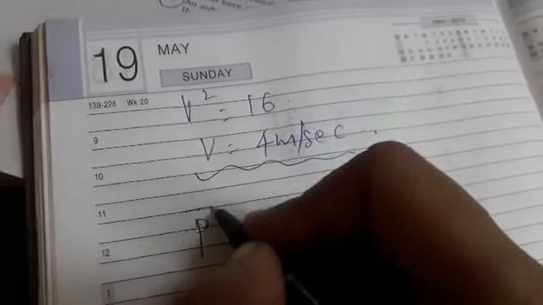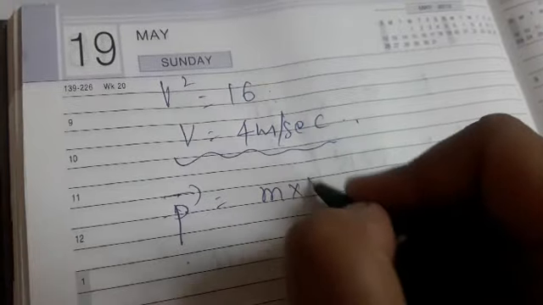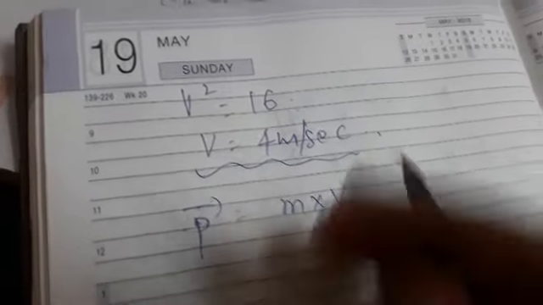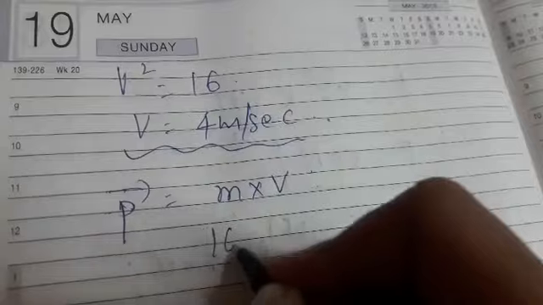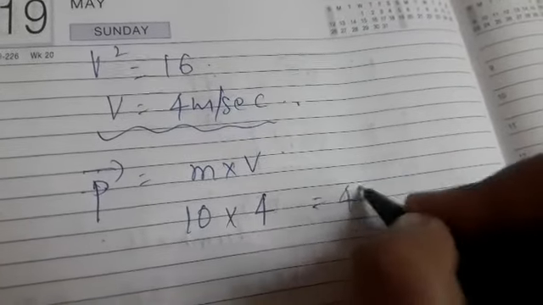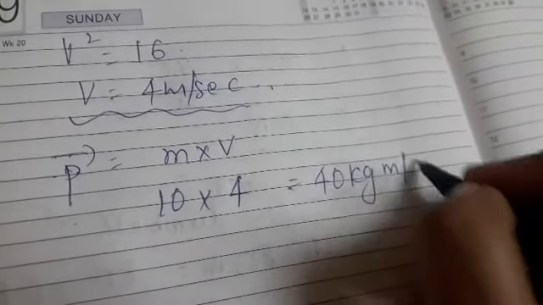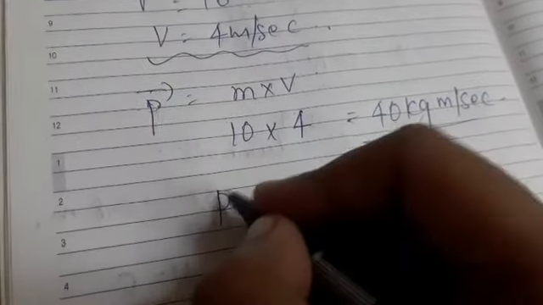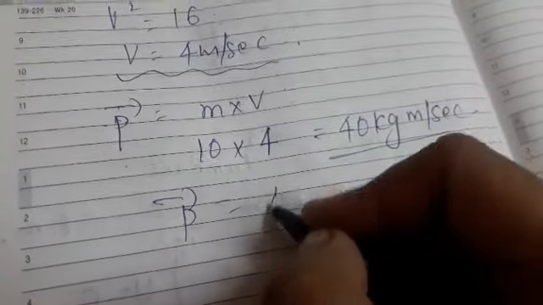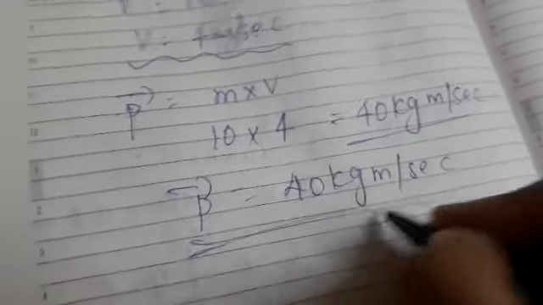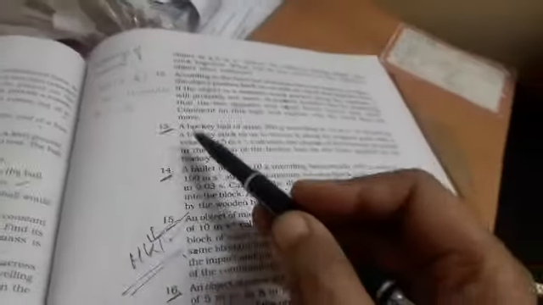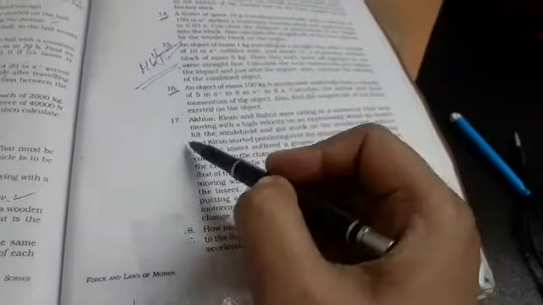Therefore, momentum of the dumbbell will be mass into velocity. Which value of mass has to be used? 10 kg. 10 into 4, that is 40 kg meter per second. So this is the momentum of the dumbbell, and when it falls on the ground, this momentum is transferred to the ground.